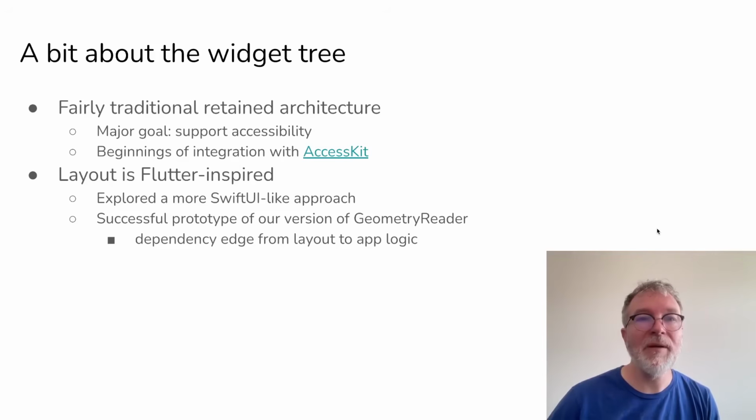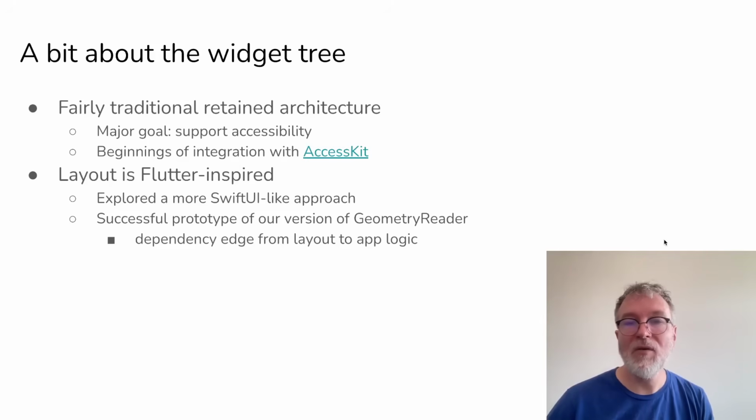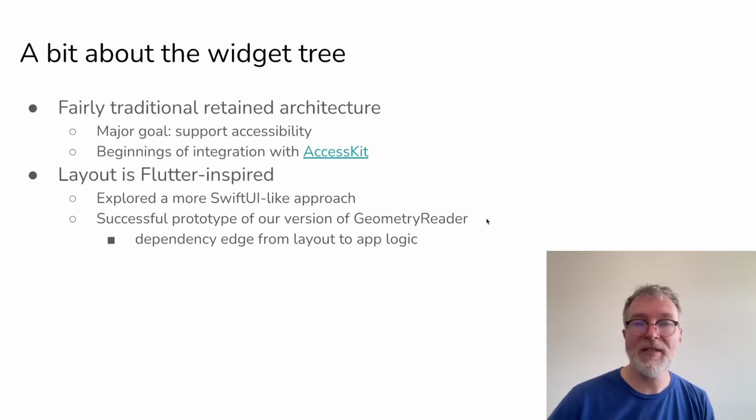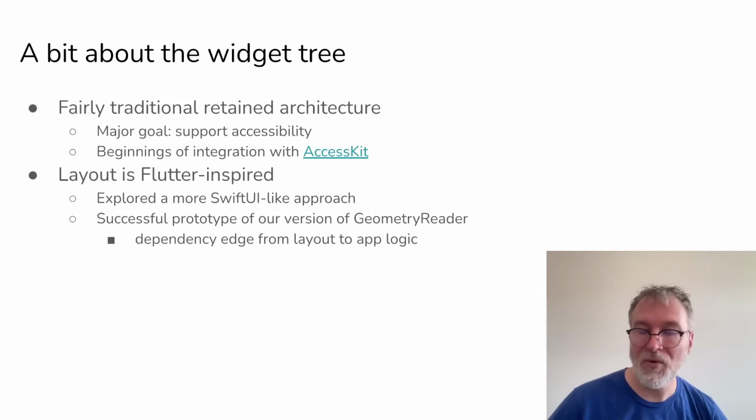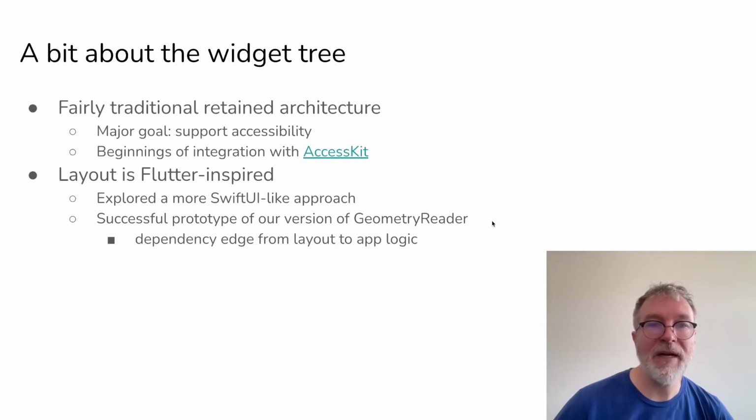I want to talk a little bit about the widget tree. This is actually a pretty traditional retained widget architecture. One of the reasons, and this is a complex question, is that I know immediate mode GUI, egui in Rust, is definitely one of the more interesting, more advanced toolkits. But we chose retained widgets for some reasons, and one of them is to support accessibility well. Another thing I wanted to talk about, because it's interesting, is the layout architecture.